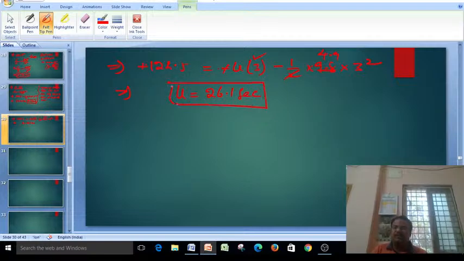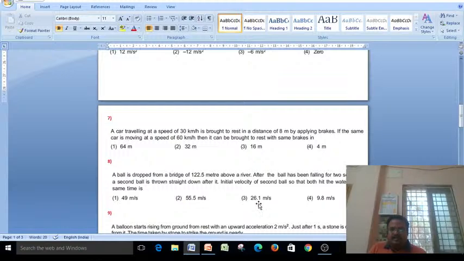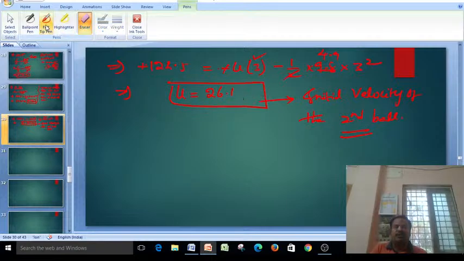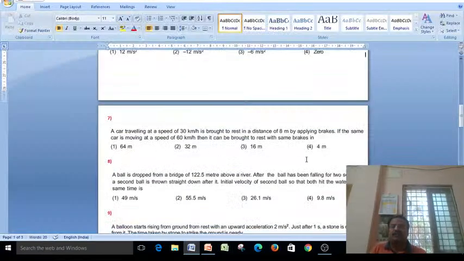So the initial velocity of the second ball, what you got here, is u is equal to 26.1. Sorry, it is velocity, so it is in meters per second. So the initial velocity u is equal to 26.1 meters per second. So the third option is the correct answer in this case.